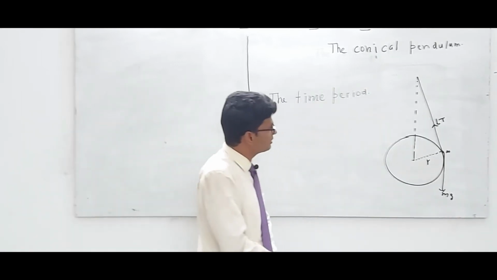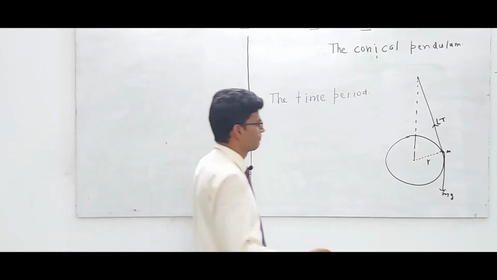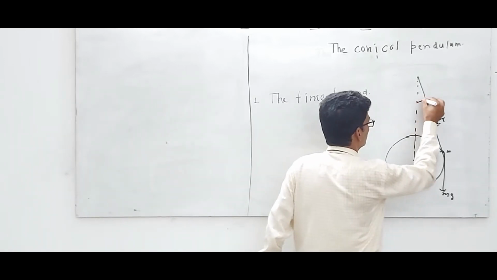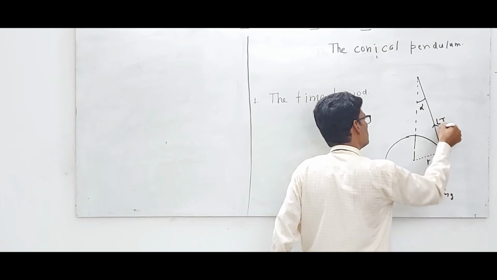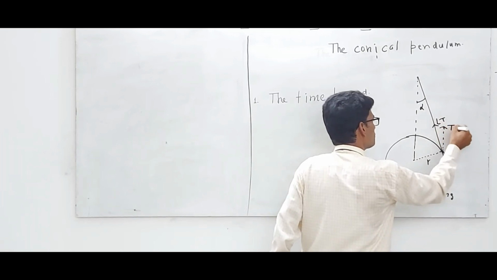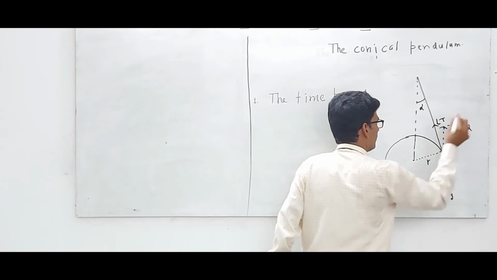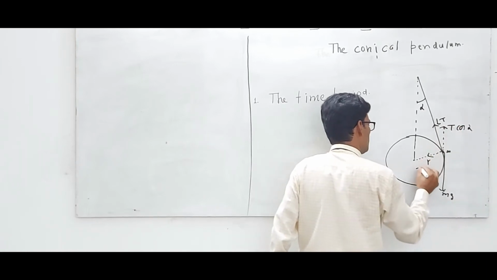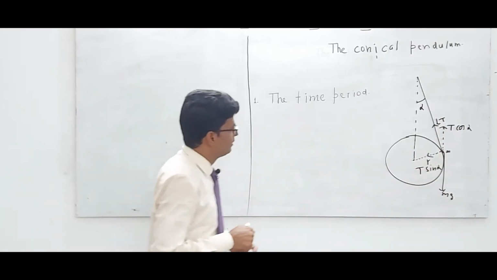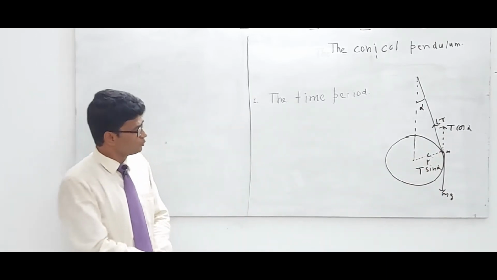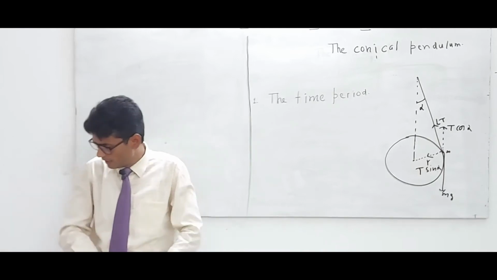So resolve this tension T. So this angle is alpha. So this is here T cos alpha, and toward the center is T sin alpha. Here also a very interesting thing. Look at it again.